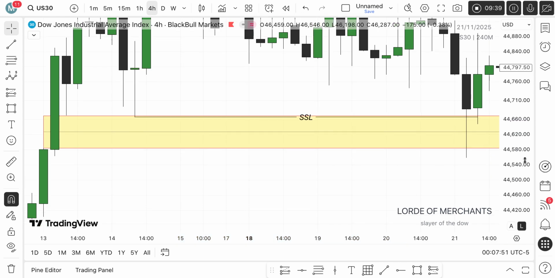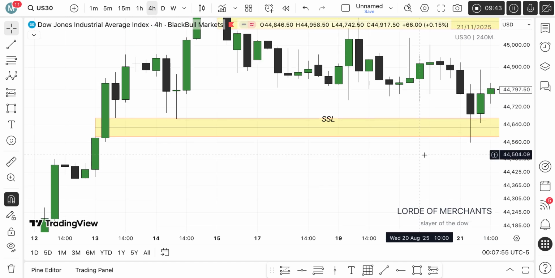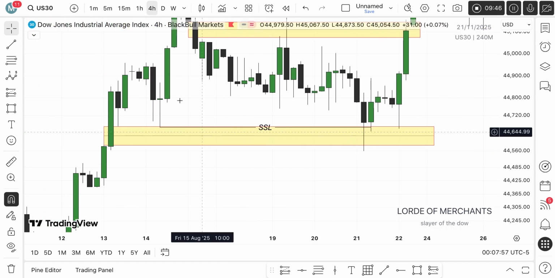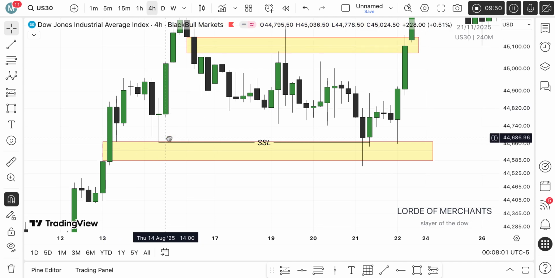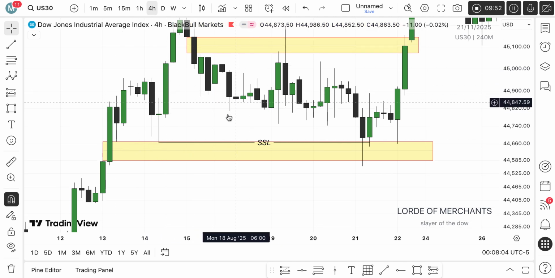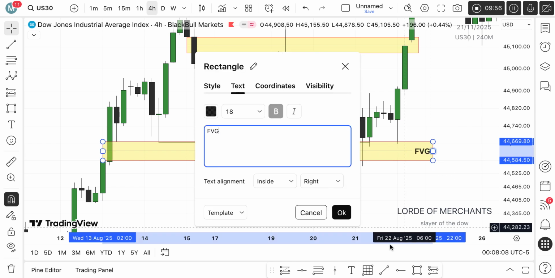So when you see the price came, the first time before price actually delivered aggressively to the buy side, what happened is price, after it filled the fair value gap, the momentum was not very strong. So I'm going to mark this one, write it as a fair value gap.